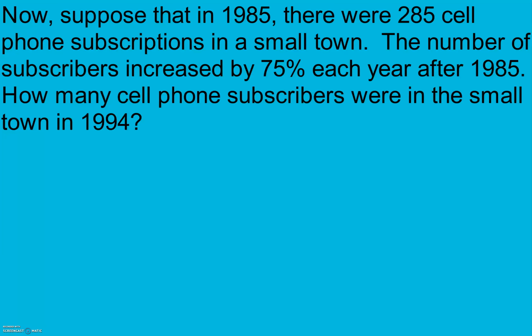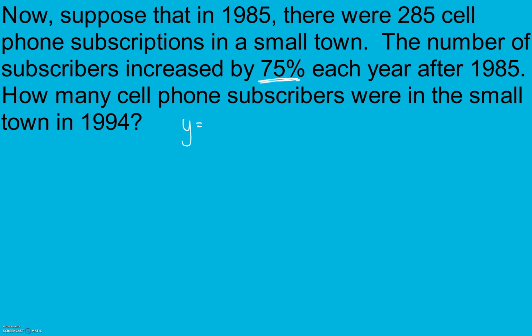Now, suppose that in 1985, there were 285 cell phone subscriptions in a small town. The number of subscribers increased by 75% each year after 1985. How many cell phone subscribers were in the small town in 1994? So here, again, because we're multiplying by a percent, it's going to be an exponential function, a times b to the x power. When we find the percent, we multiply, and since we're repeatedly multiplying, we have to use an exponential function.